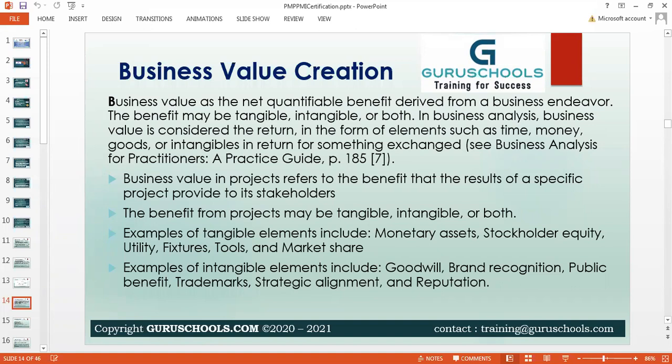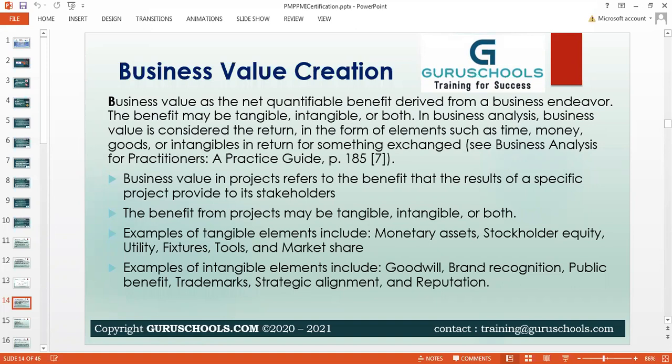So I'm calling it a business endeavor. It's an endeavor taken by a business for a specified time for a clear end in mind. That's why I can call it a temporary endeavor. Business value is the net quantifiable benefit derived from a business endeavor. So business value is a value that gets added, or a positive growth that can be expected out of each and every project, each and every business endeavor.